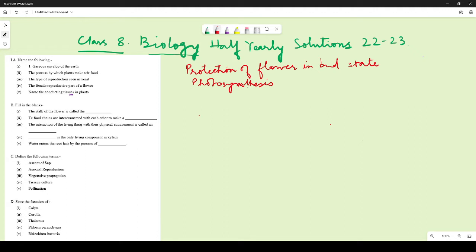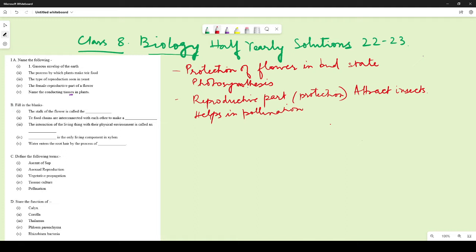Then we have the corolla. Corolla has a great role to play. It protects the inner lying parts like the reproductive parts, right? So it protects the reproductive part. Protection I will mention over here. Protects the reproductive parts, and also it helps to attract insects and help in pollination. So this would be the function.